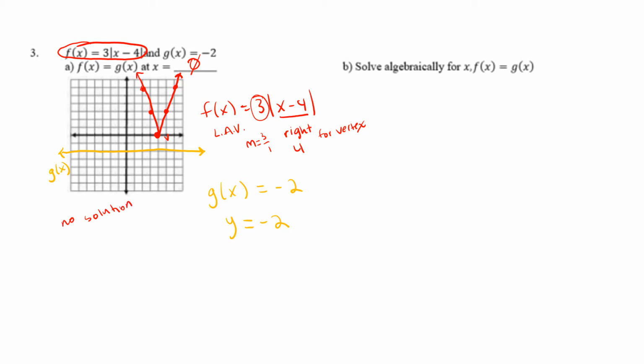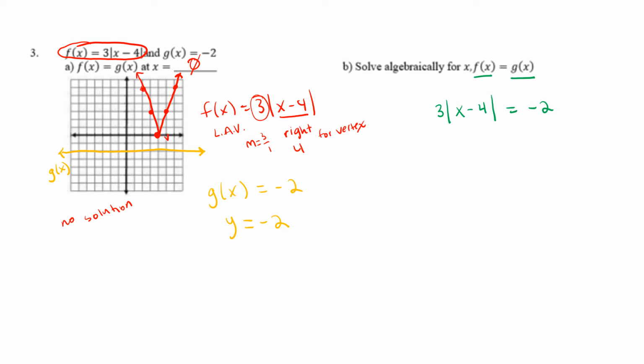Now let's look at what that will look like algebraically for us. So we're going to pop over here for the algebraic part, for part B, and we're going to start by setting f of x equals g of x. F of x is that 3 absolute value x minus 4, equals g of x, which is negative 2.